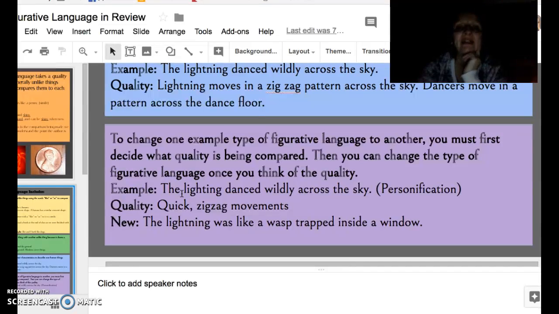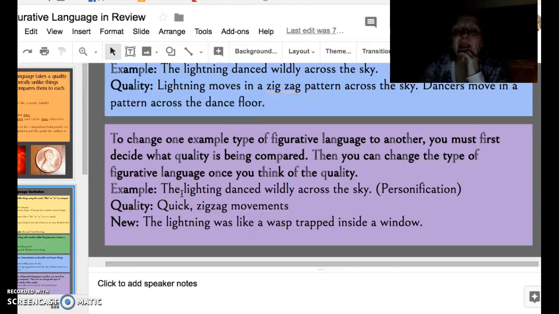All right, so here's the deal. You are going to have to think about changing one type of figurative language to another. And to do that, you must first decide what quality is being compared. You can't do it without thinking about the type of figurative language. Once you've done that, then you can change the figurative language to something else and to a different type of figurative language. So, for example, if I have the lightning danced wildly across the sky, that's an example of personification, right? We said that above. The quality was quick zigzag movements.